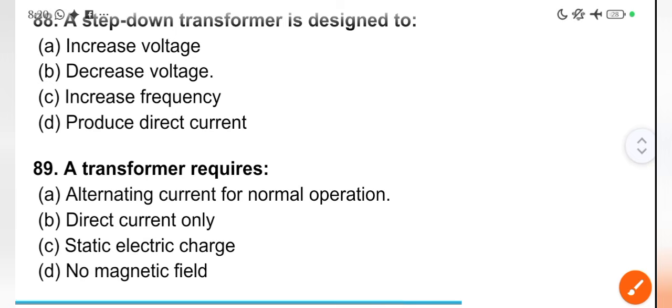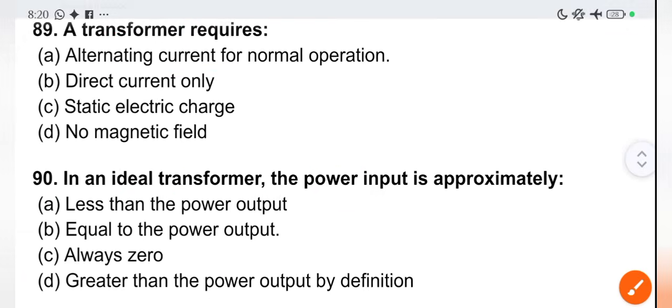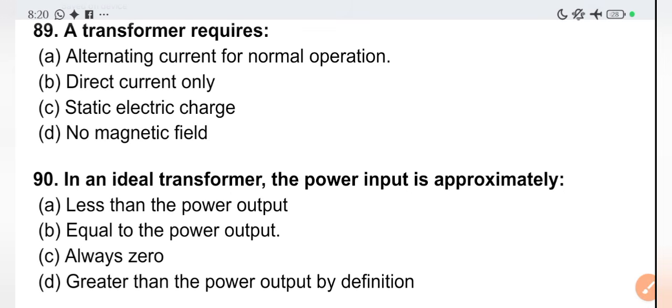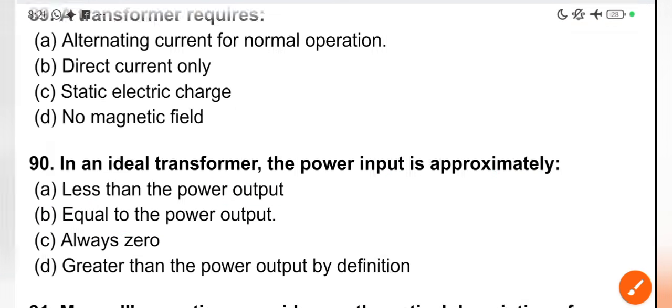A transformer requires alternating current for normal operation, of course. In an ideal transformer, the power input is approximately equal to the power output. You should know the formula with NS and NP, and of course you should know that formula.